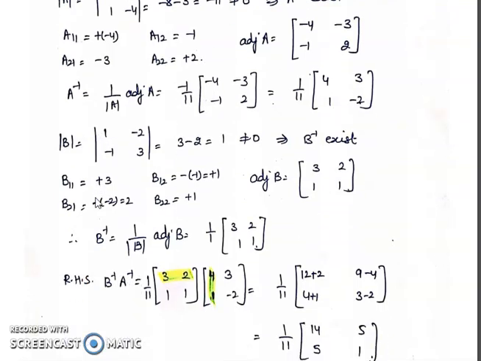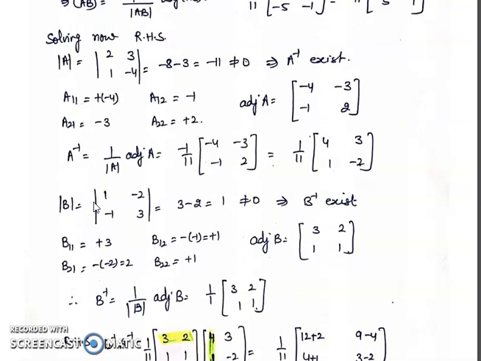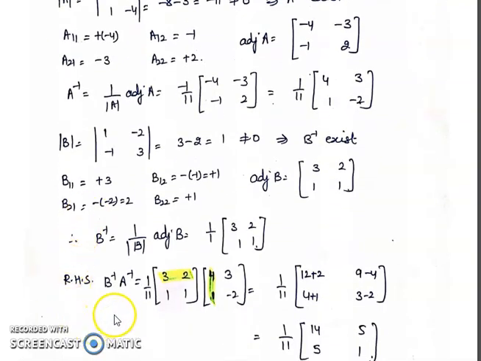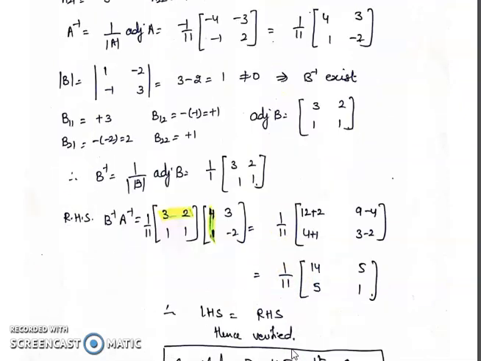Then you see, beta, B inverse into A inverse. Multiply these two. Remember again the same multiplication: row of first, column of second. Order is B inverse A inverse, so first write down B inverse, then write down A inverse. Multiply these two matrices, and you get the same answer. So you check that the left hand side is equal to the right hand side.